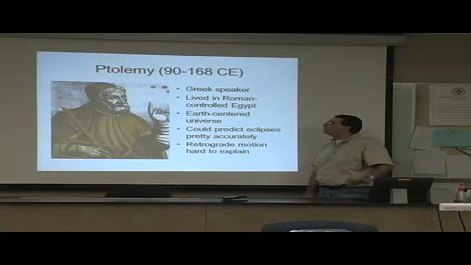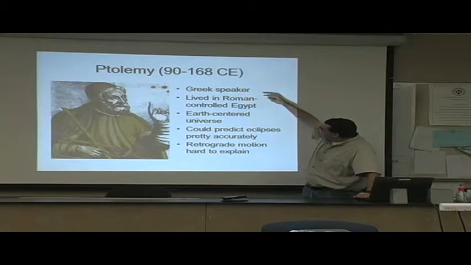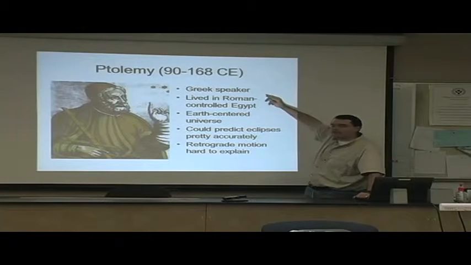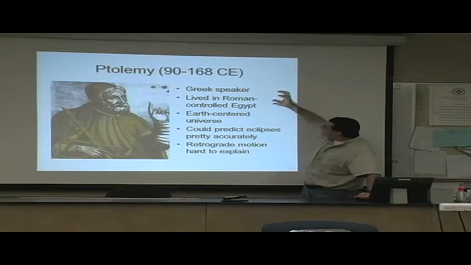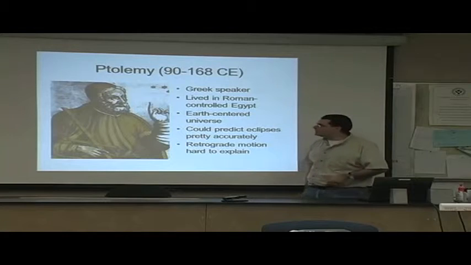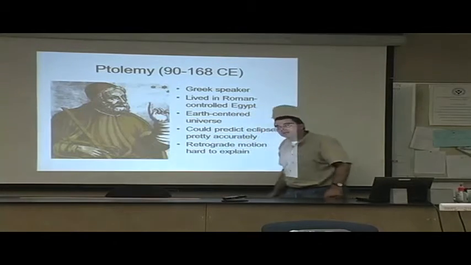Okay, we're up about 4 or 4.5 or 5 centuries now to a dude named Ptolemy. He spoke Greek, maybe his first language, probably his first language. Certainly he was very competent in Greek and wrote educated things in Greek. He lived in Roman-controlled Egypt. We don't know for sure whether he was ethnically Egyptian.